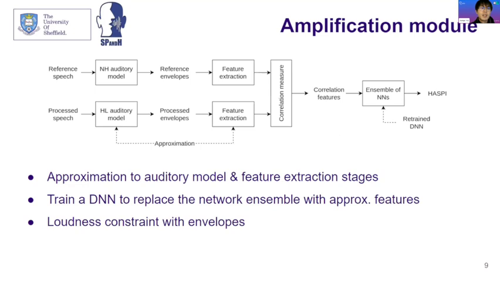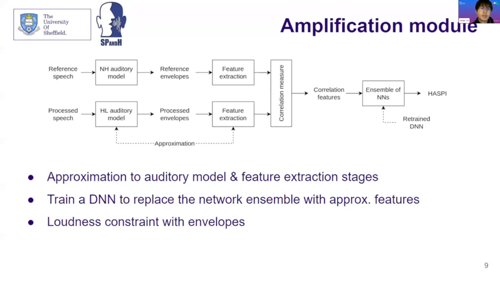So here is an overview of how Husky works. Basically, the enhanced noisy speech and the corresponding reference clean speech are first processed by the hearing loss auditory model and the normal hearing auditory model, respectively. Their envelopes are then used for feature extraction, and the extracted features are used to compute the correlations. Then the correlations are compressed to extract 10 correlation features. And at the last, an ensemble of neural networks is used to map the correlation features to Husky scores.